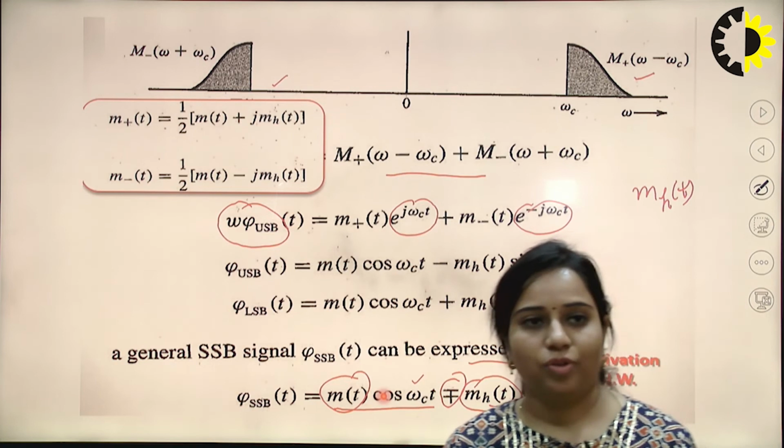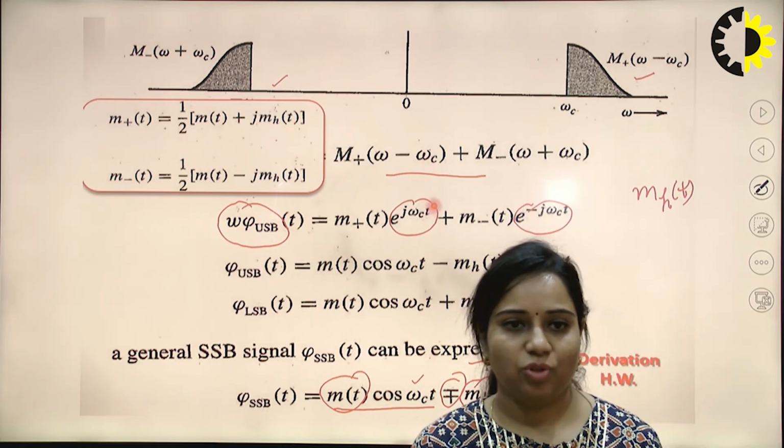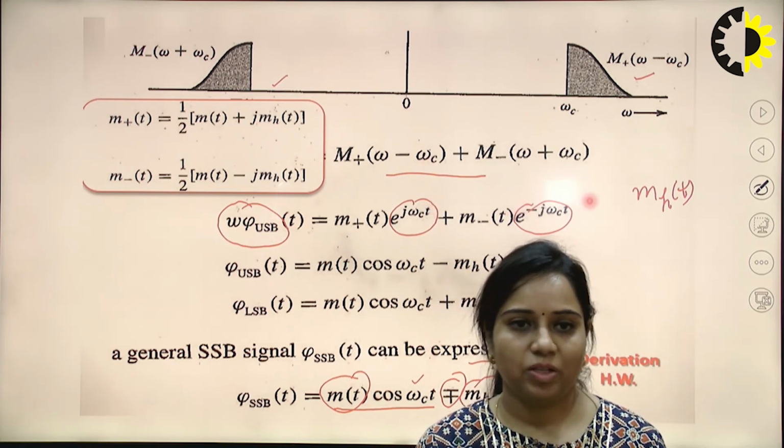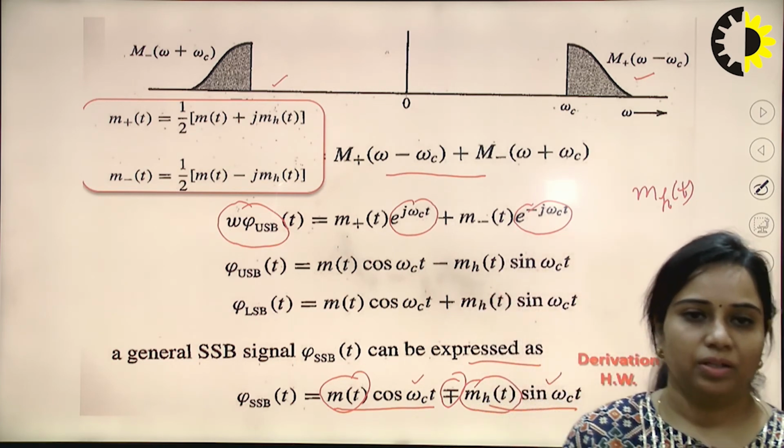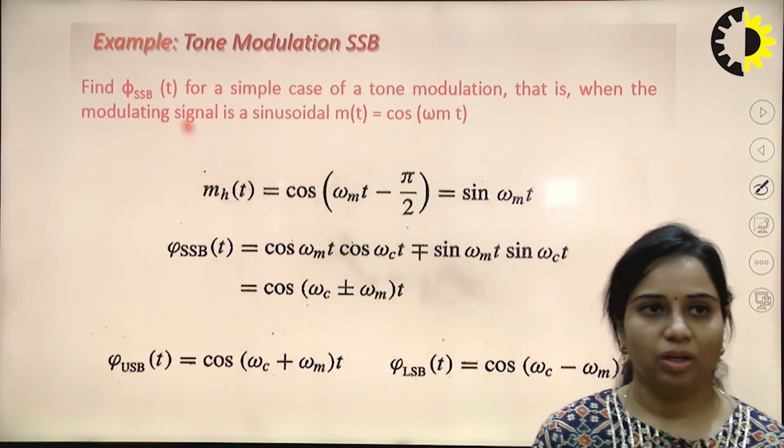Now why is there a minus/plus sign? In case of USB, that is upper sideband, we have to use a negative sign. In case of LSB, there will be a positive sign. So this is how we generate only either the upper sideband or the lower sideband.